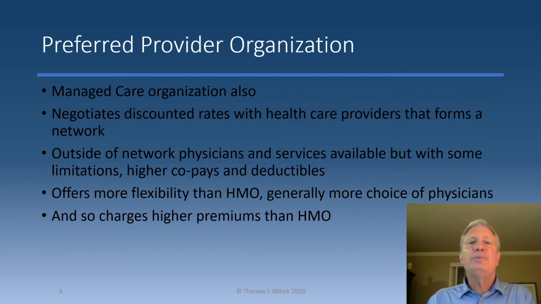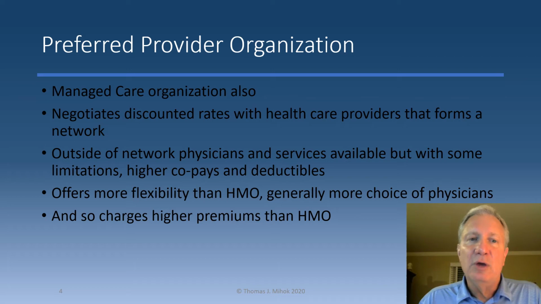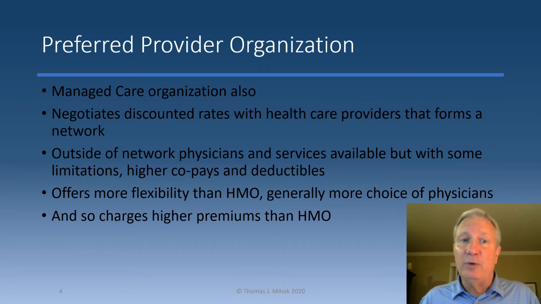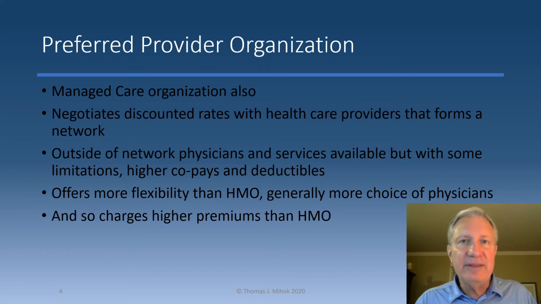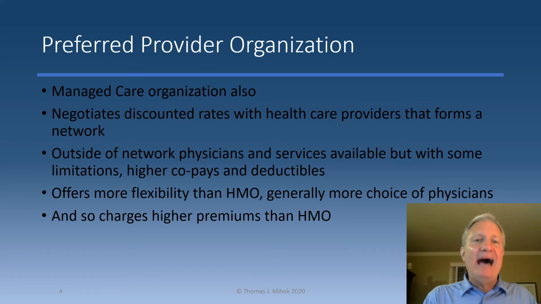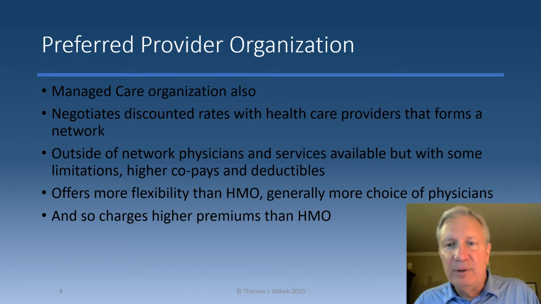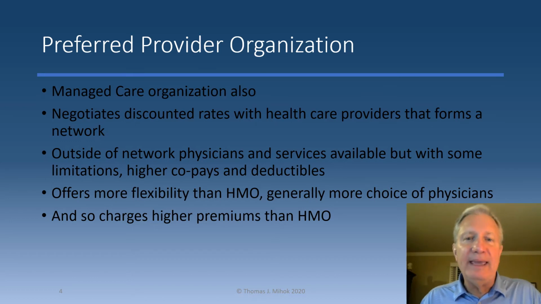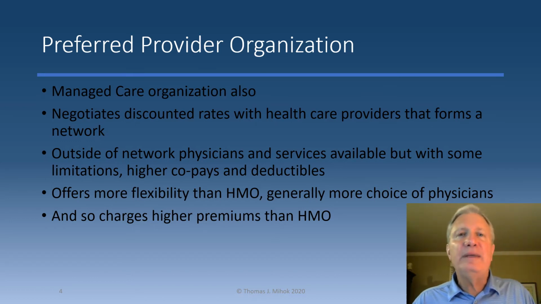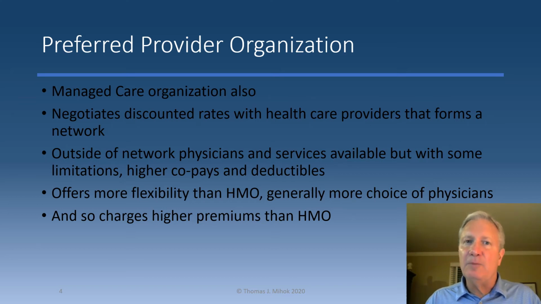By comparison, the preferred provider organization, while also a managed care organization, negotiates discounted rates with healthcare providers. It also forms a network, but has more flexibility generally than an HMO. Generally more choice of physicians. Out-of-network physicians are available, but there are some limitations and there might be higher co-pays and deductibles because of it. And so the charges for premiums are generally higher than for an HMO.